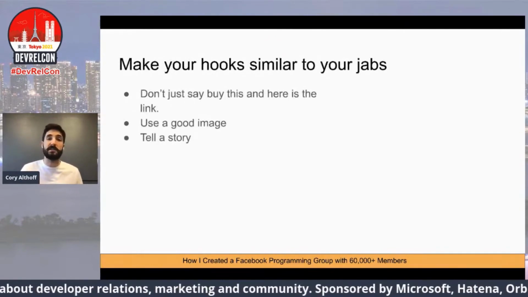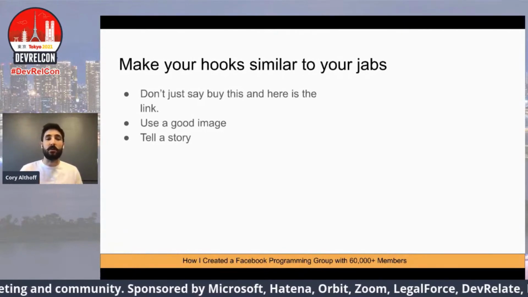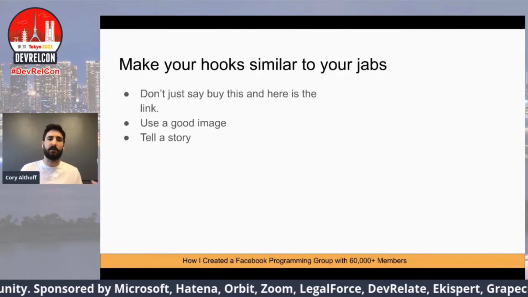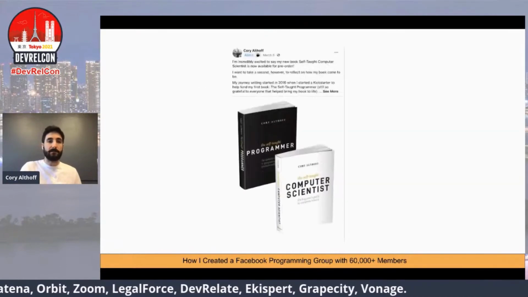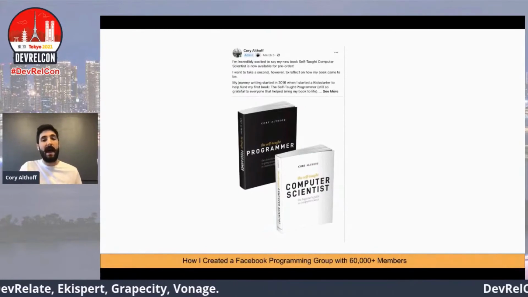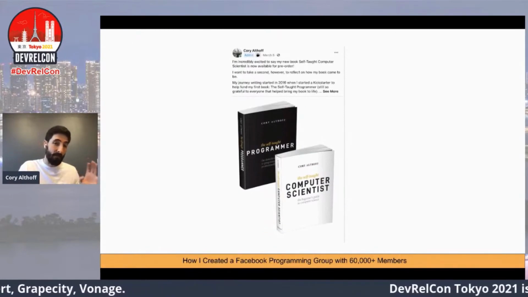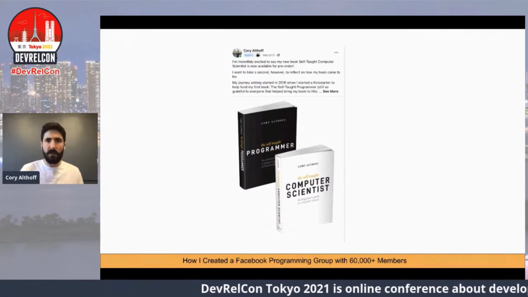You also want to make sure your hooks, a hook is when you ask someone to buy your product, are similar to your jabs. So don't just say, buy this, here's a discount code, and throw up a link. Use a good image, tell a story. Here's an example of a post that I did recently that did really well. You can see that I have both of my books, a picture of both of my books. There is a very big picture. And in the description, I told a story.